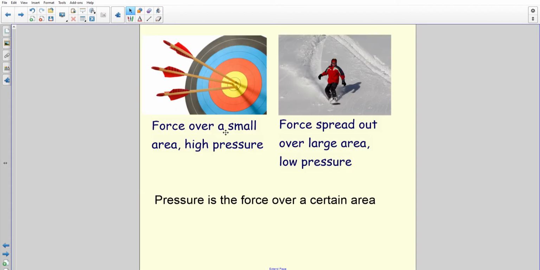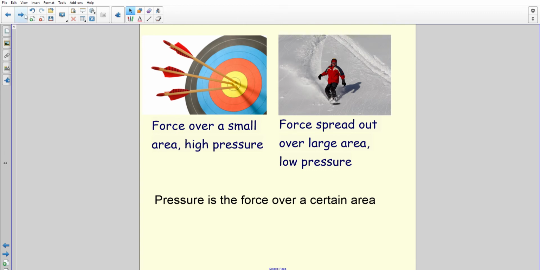Okay, so looking back to these, something like an arrow has a very sharp point, so it's a very small area, so it's got a very high pressure, whereas something like a snowboard, you're spreading your weight over a really big area, over the entire area of the board, and therefore you've got a really low pressure, so you're not going to sink into the snow. So pressure is force over a certain area, and these things are true. The higher your pressure is, generally the smaller the area is and the bigger the force. And if you've got a small force over a large area, then you're going to have a very low pressure.